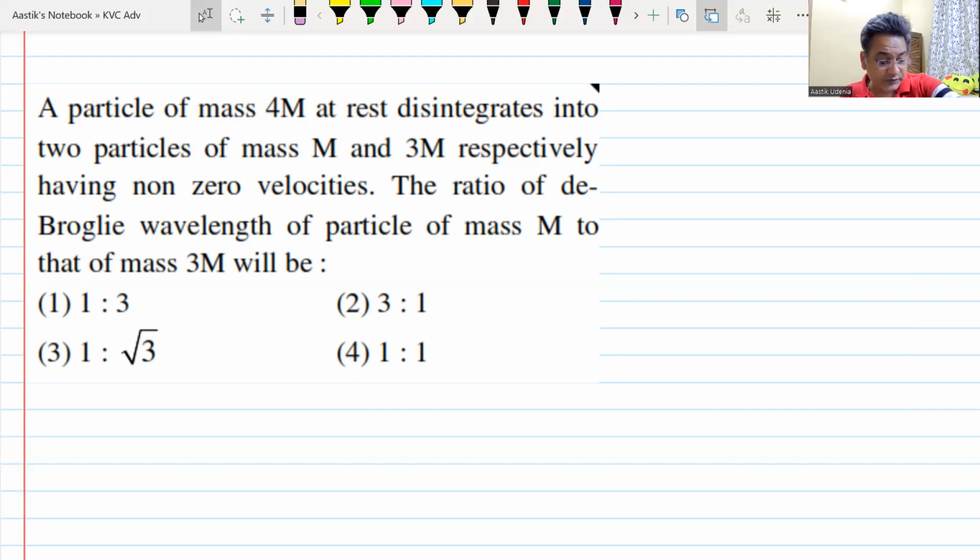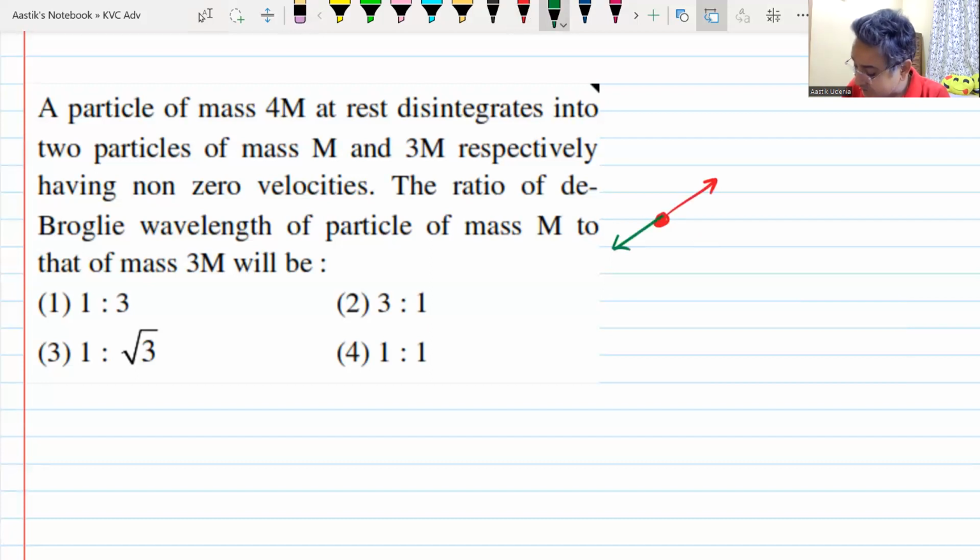You've done this question also before, I think. Similar question. It was at rest and it disintegrates into two particles. Obviously, they cannot go in the same direction. One particle goes this way, the other particle goes that way. They would have the same momentum, my dear friends.